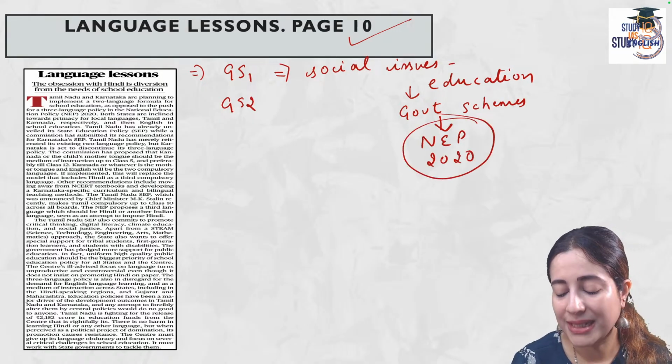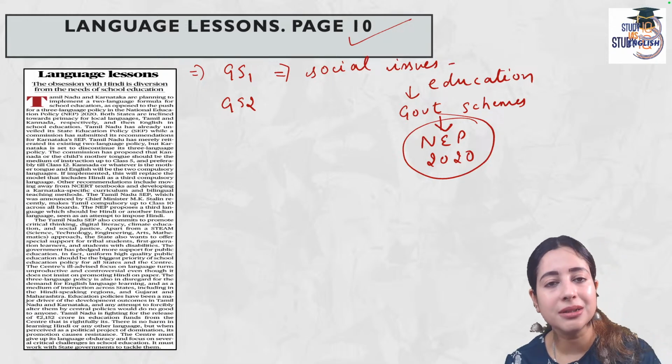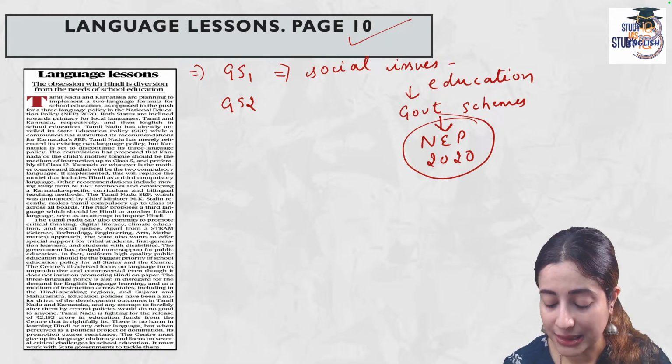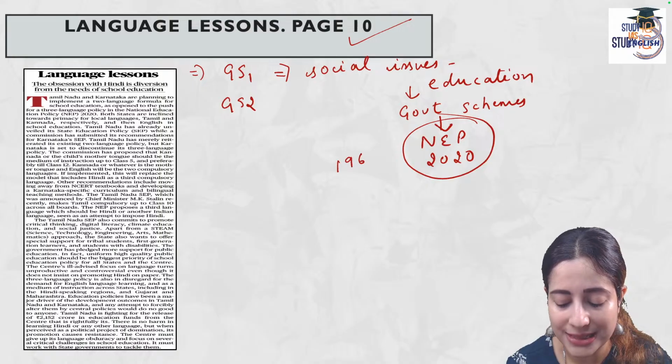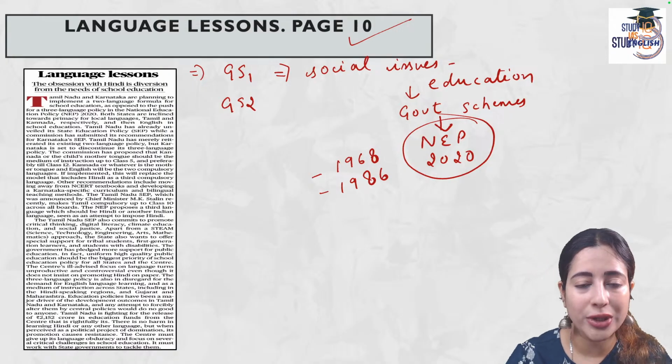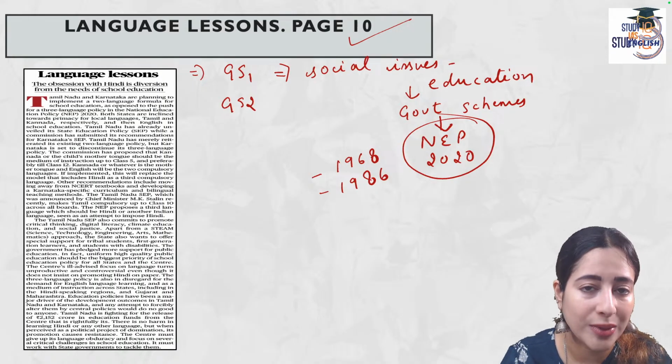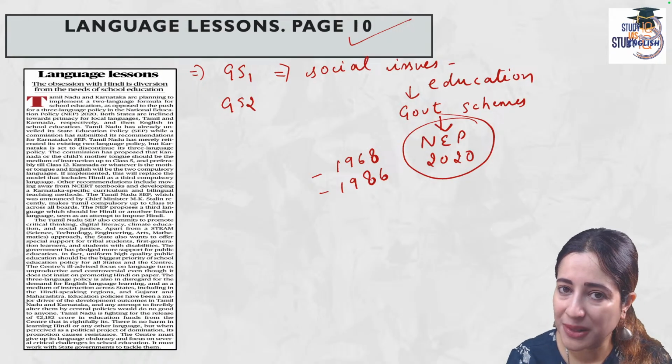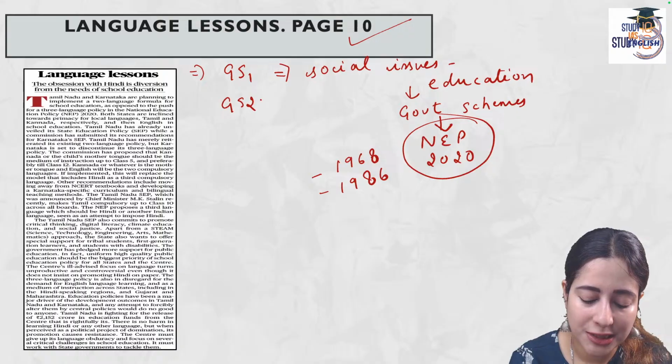Why? Because let's understand, this is only the third educational policy in India. Previously, we had one in 1968, followed by another one in 1986. But both these were not as comprehensive as the new education policy of 2020. So this is GS paper 1, and talking about GS paper 2.